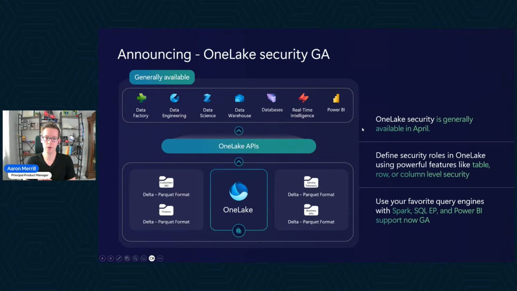So first thing, OneLake security went GA about 2 months ago. So all of the features that we'll talk about are going to be generally available. So table, row, column level security using your favorite query engine. So whether you use Spark, SQL, or Power BI, those are all GA. I'm also going to show the Fabric Graph database today, which also just went GA and supports OneLake security as well. So lots of exciting improvements and updates. Obviously, the general availability means you can go ahead and start deploying this right away in your production environments.